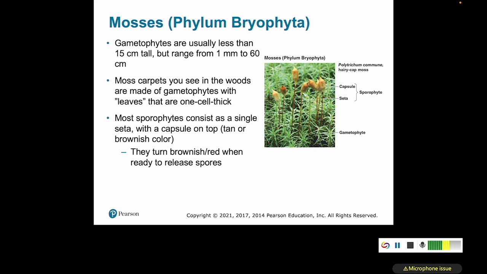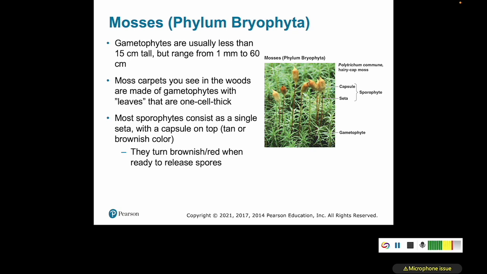Then our mosses, or phylum Bryophyta, have gametophytes that are usually less than 15 centimeters tall, but they can range up to about 60 centimeters, so they can grow over a foot tall, sometimes close to 2 feet. Moss carpets in the woods, when you think of walking through the woods, that moss that you see, those are gametophytes, and they have "leaves" that are 1 cell thick, in quotation marks because they're not fully developed leaves like you would see in a vascular plant, but they're similar-ish.